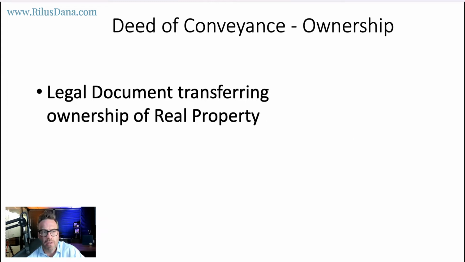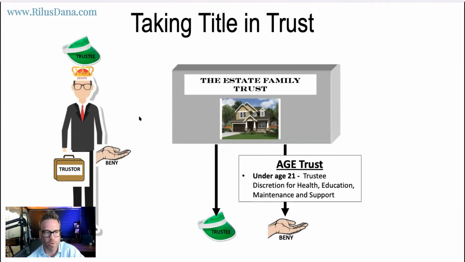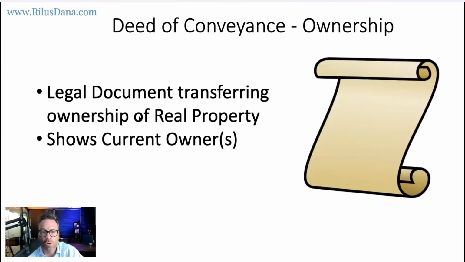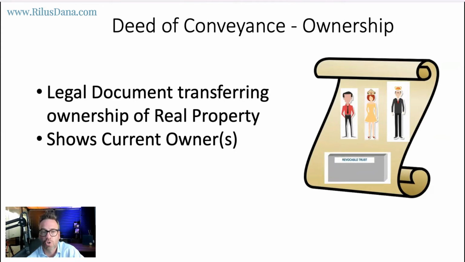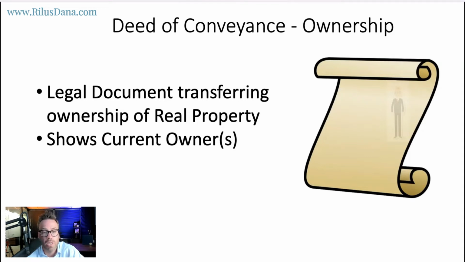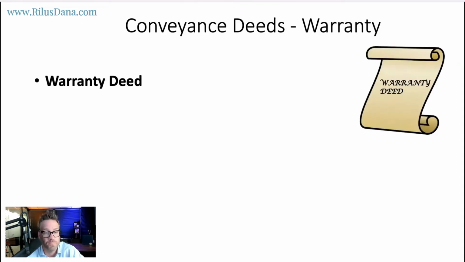So the document that conveys ownership, we're going to call it a deed of conveyance. There's all different types of deeds. This is commonly what we mean when we say deed or title, who's on the title. So it's the legal document transferring ownership of real property. It shows the current owners. So there could be multiple owners. It could be owned by a trust. It could be owned by an LLC. Some of the owners could be deceased. So the deed's going to show this. The deed shows us who the owners are.